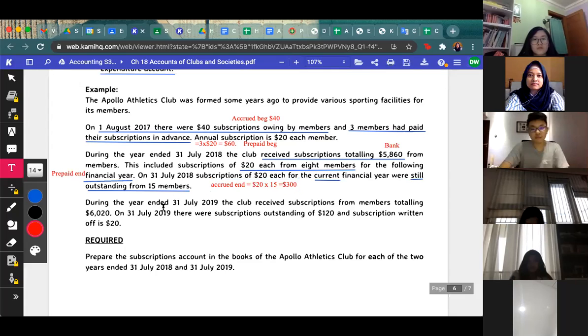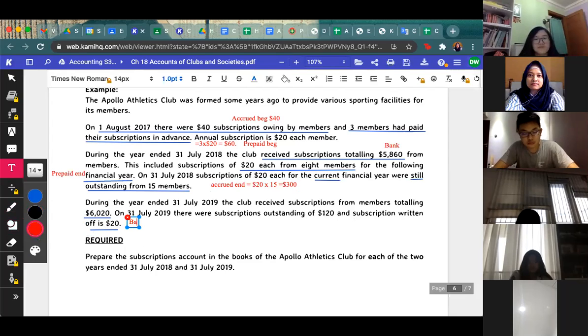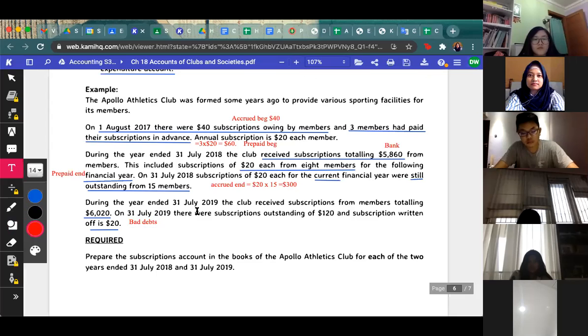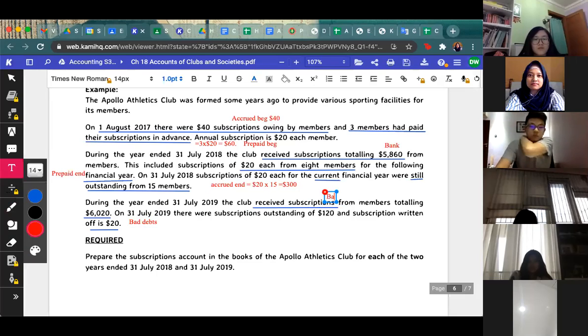Okay. During the year ended 31 July, the club received subscriptions from members totaling 6,020. On 31 July 2019, there were subscriptions outstanding of 120 and subscriptions written off of 20. We have a bad debt. Now, it said here also that you have received subscriptions, so this is also representing bank.